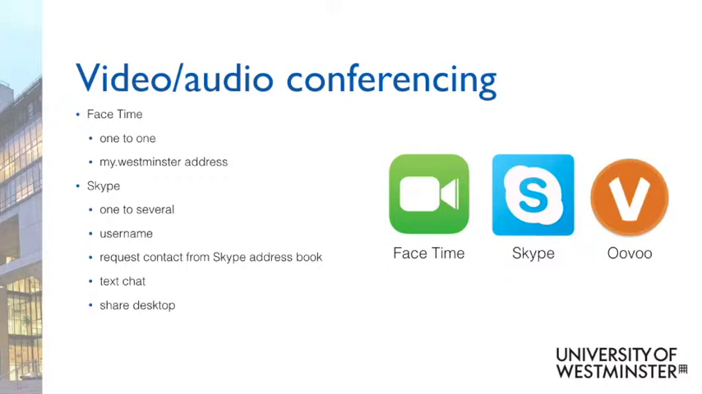Skype doesn't use your Westminster address. You could set up your own username if you wanted. You cannot Skype anybody unless they're in the Skype address book, which is a central address book held by Skype. You can also include text chat in your conversation, and you can also share your desktop if you are controlling Skype from a computer.